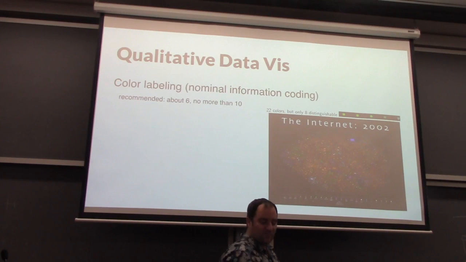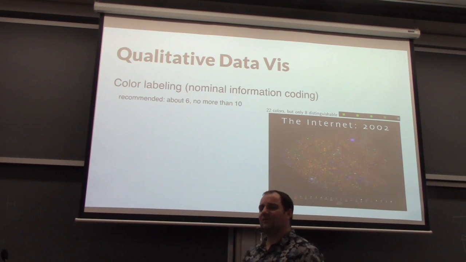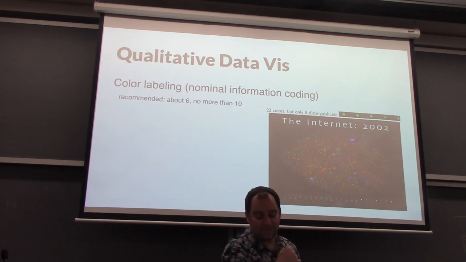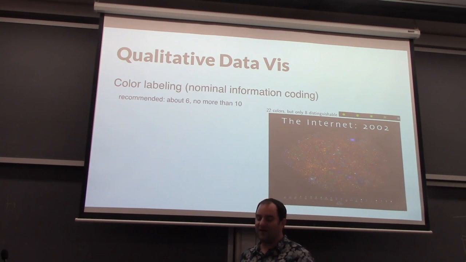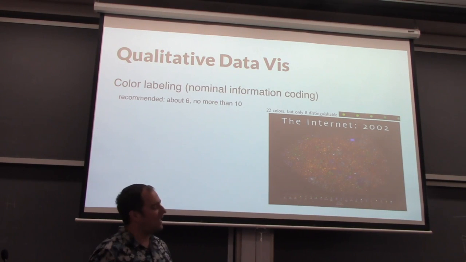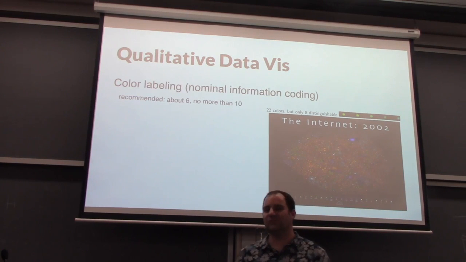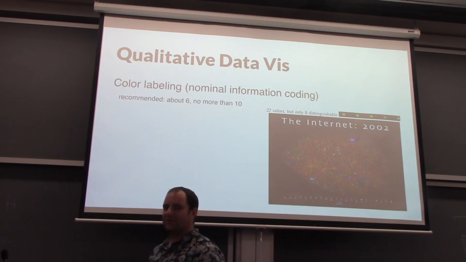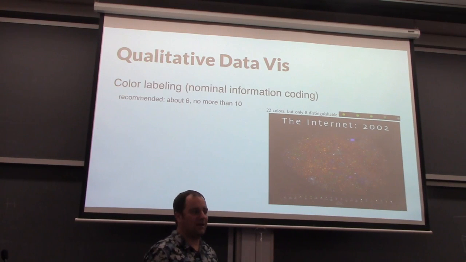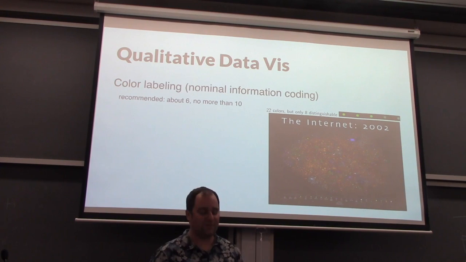So the problem with colors is that we perceive millions and millions of colors, but it's really hard to tell them apart. For example, this here shows a graph of the internet in 2002. And the author of this visualization has chosen to use 22 different colors to show different domains. But we can only perceive 7 or 8 or 9 different colors reliably. We can only distinguish a very limited number of colors reliably.